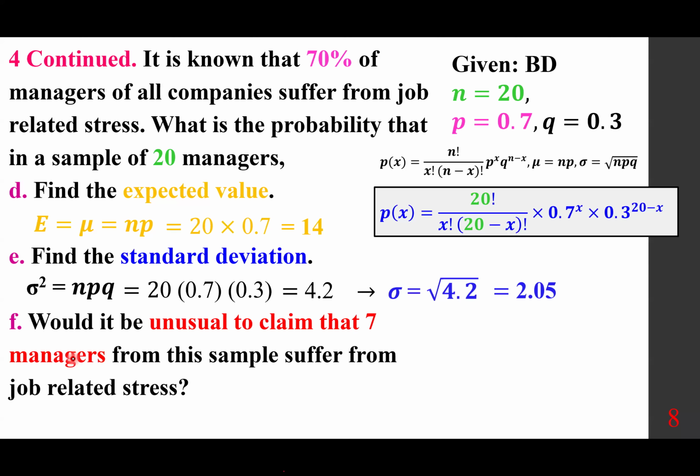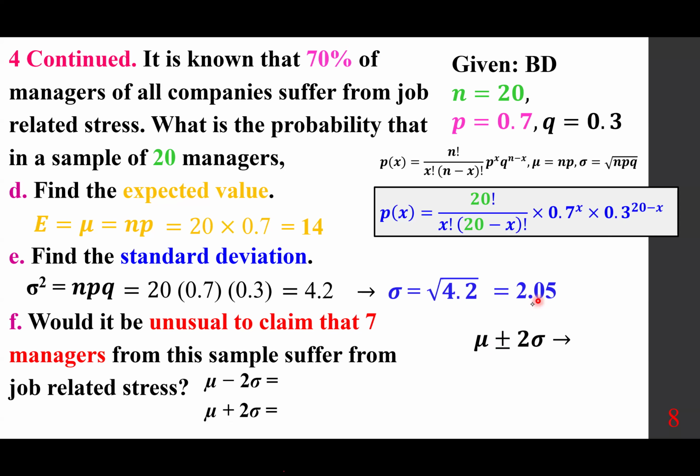According to the empirical rule, mu plus minus 2 sigma, that's the usual range, will cover 95% of the data. So mu plus minus 2 sigma. The value of mu, we found it to be 14.